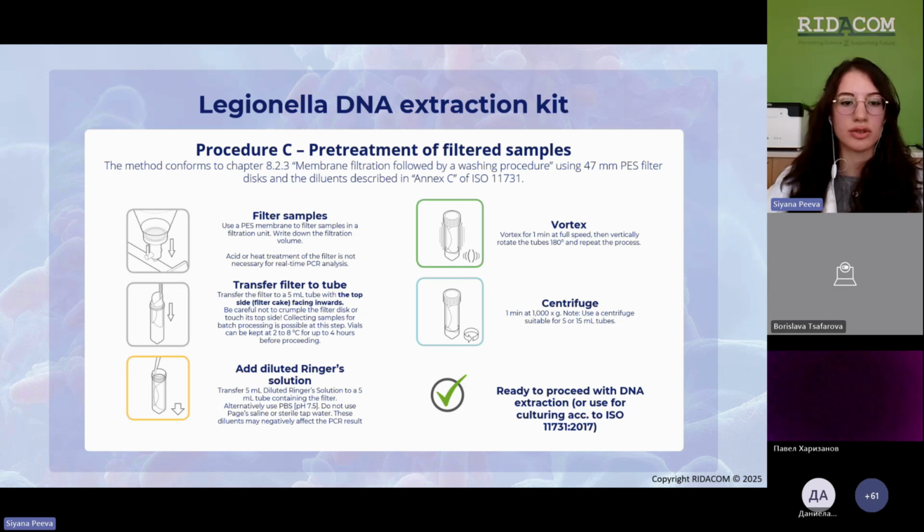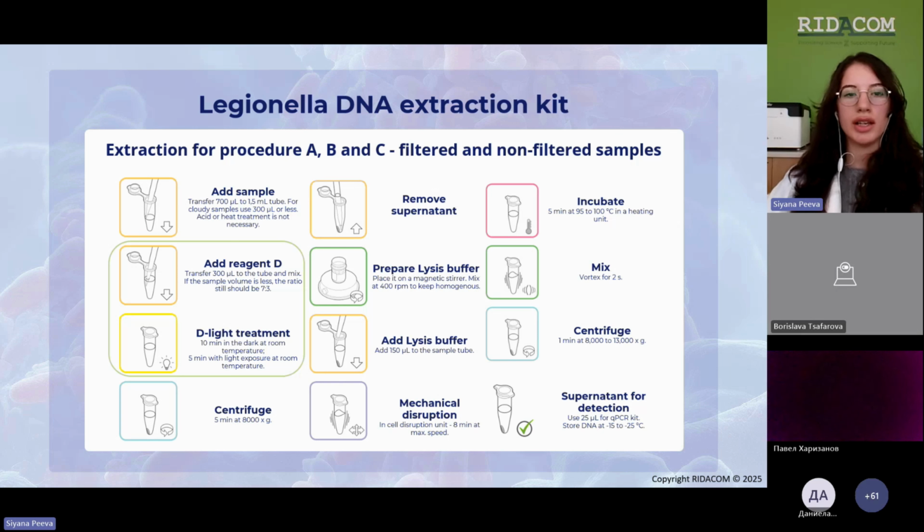It's not recommended to use PBS, saline, or sterile-type water because this can negatively affect the qPCR results. Then after this, we again vortex and centrifuge the tube with the filter, and we are ready to proceed with DNA extraction for use in qPCR, or we can already use this solution to inoculate the nutrient media for the ISO 11731.